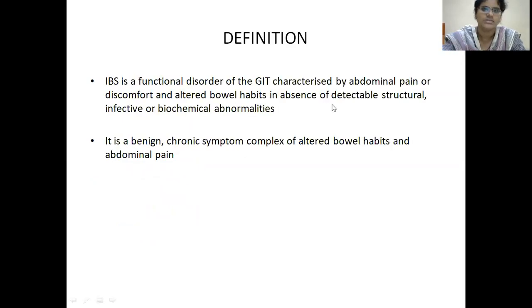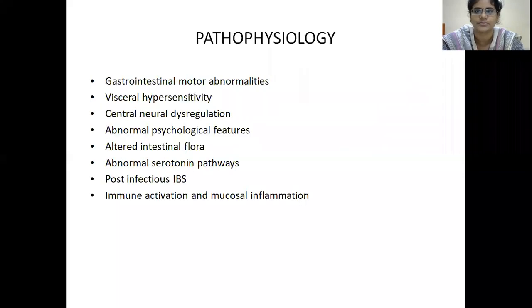Coming to the definition, it is a functional disorder of the GIT characterized by abdominal pain or discomfort and altered bowel habits without any organic cause. You can't find any structural cause, neither will you find any infective cause, nor any abnormalities in the blood tests. So it's a benign chronic symptom complex of altered bowel habits and abdominal pain. This is the definition of irritable bowel syndrome.